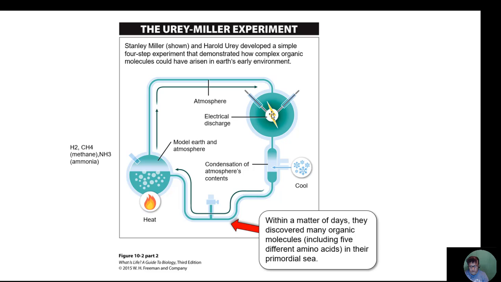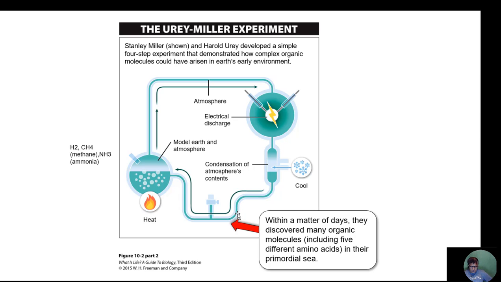And then to simulate the electrical storms that were going on, they had an electrical discharge in a separate flask. So once you heat it up, you have the atmosphere, which they created, going into this separate flask, which received an electrical charge. And then they cooled it down, because that's what is thought to have happened, because of course the Earth is not boiling right now. So they cooled it down, and then they collected the condensates, what came out of that cooling.